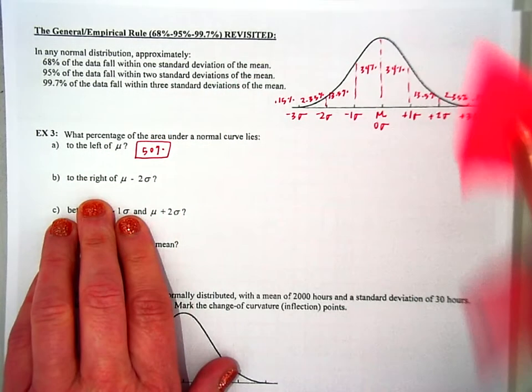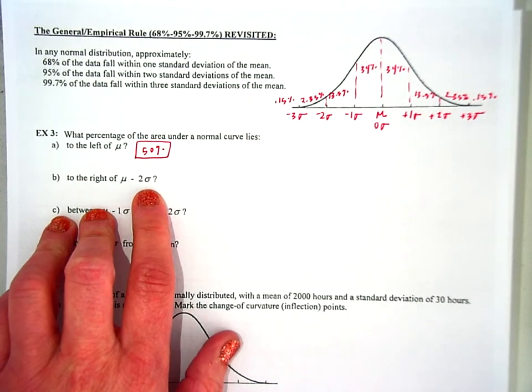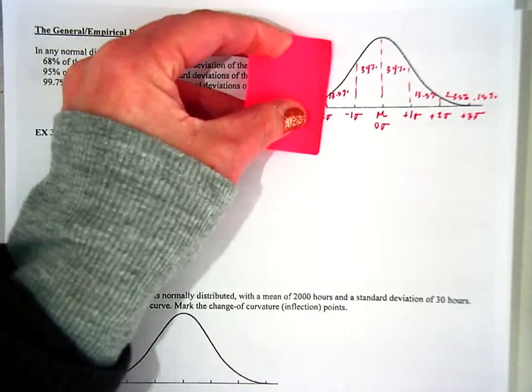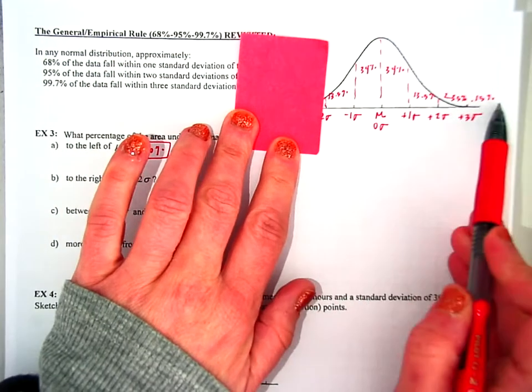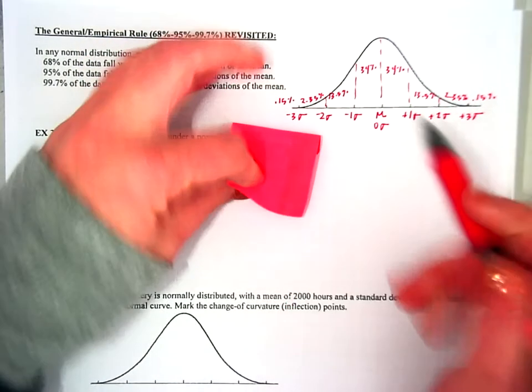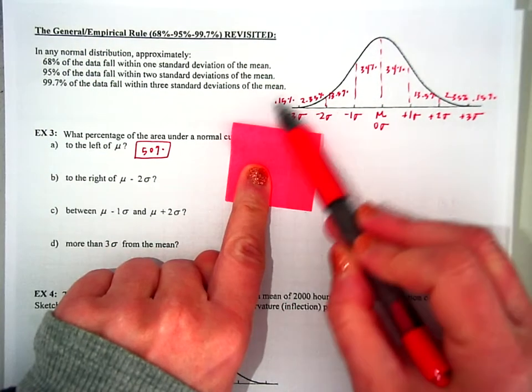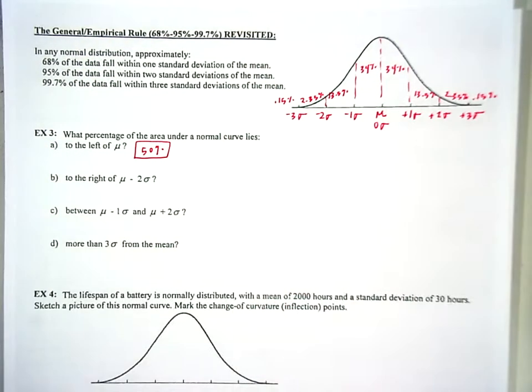All right, to the right of the mean minus 2 standard deviations. So we're saying to the right of right here. So if I add all these up, I can get to 97.5. But I could also take away this 2.5 from 100. Either way, I should end up with 97.5%.